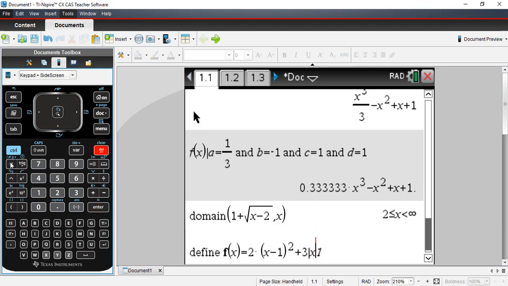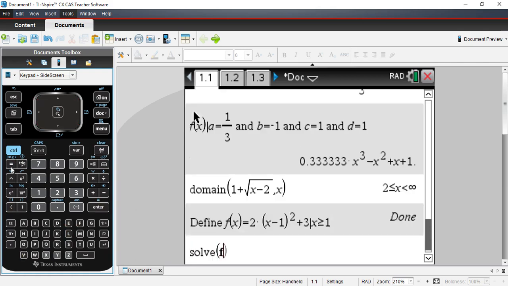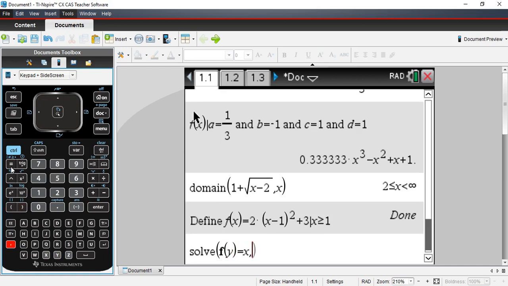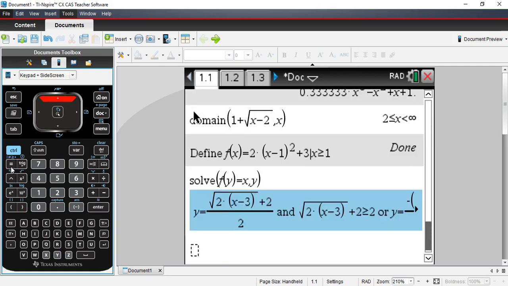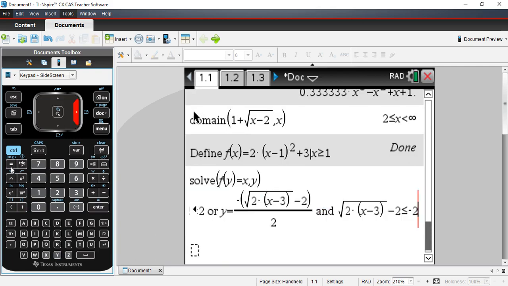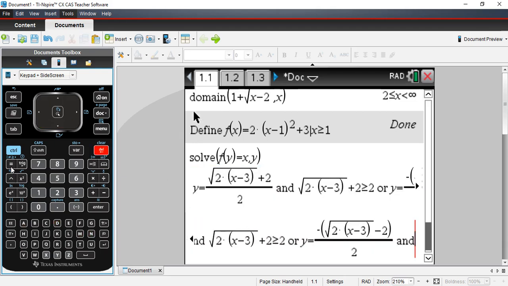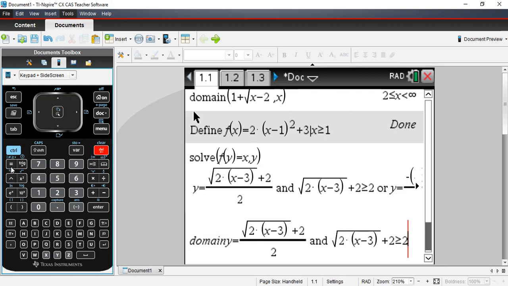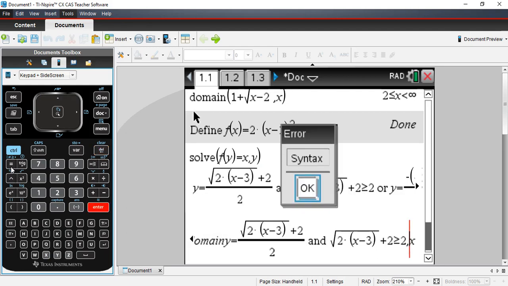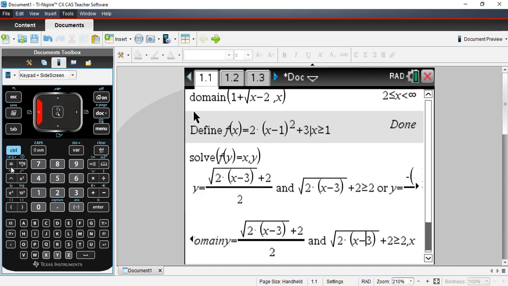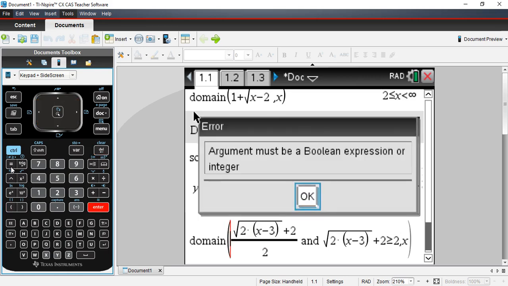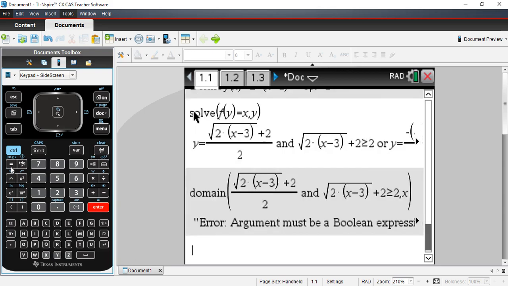That's not it. Okay. Yep. No, that doesn't work. Oh, I forgot the bracket. Argument must be... Oh, come on, that's just mean.